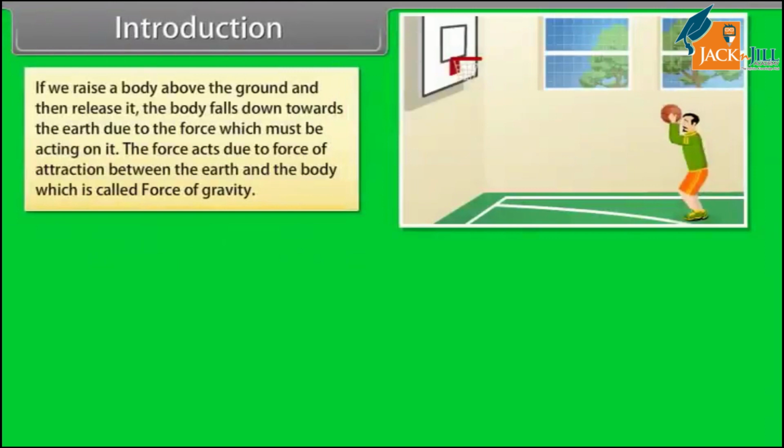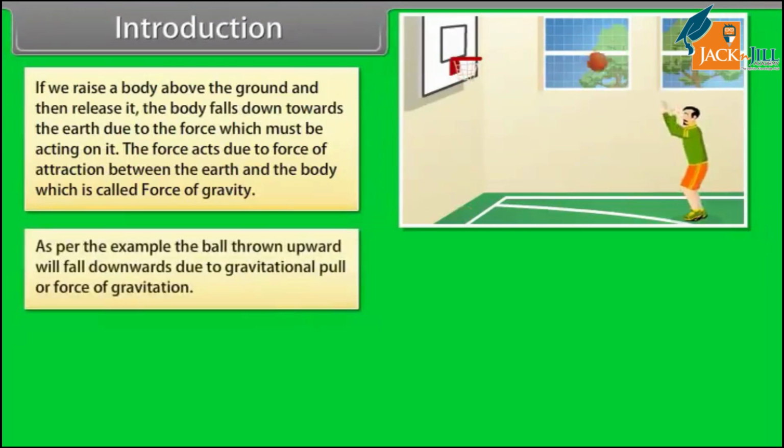If we raise a body above the ground and then release it, the body falls down towards the earth due to the force which must be acting on it. The force acts due to the force of attraction between the earth and the body, which is called the force of gravity. As per the example, the ball thrown upward will fall downwards due to gravitational pull or force of gravitation.